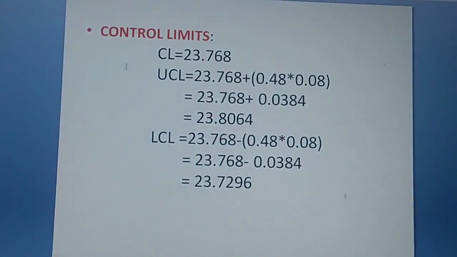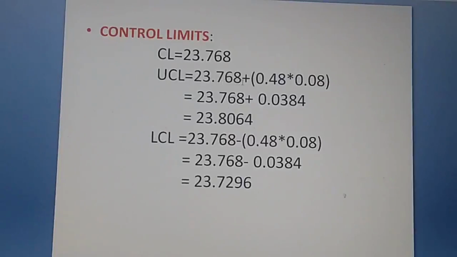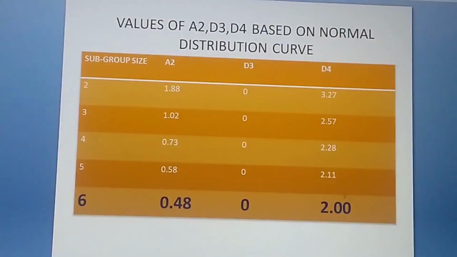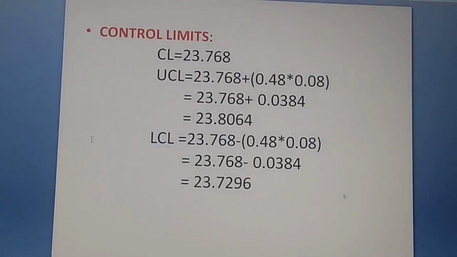So we can use this value to find the control limits. The center line is equal to x double bar, that is 23.768 we are getting here. So the upper control limit will be x double bar plus A2 into R bar. A2 is equal to 0.48, which is obtained from this table, and the R bar value we get from the R chart, that is 0.08. Okay, so we can put all these things in and get the values of control limits as follows.